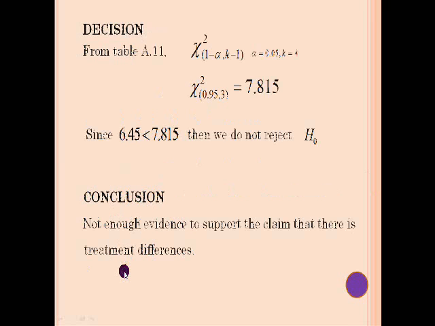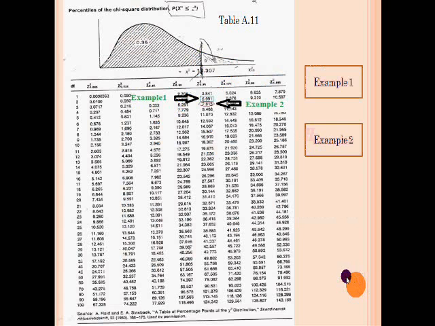In decision, we know that the alpha is 0.05 and K is equal to 4. 1 minus alpha, we get 0.95, and K minus 1, we get 3. And we will refer this in the chi-square table, which is here. We get 7.815.